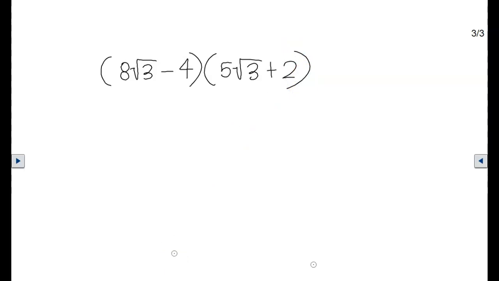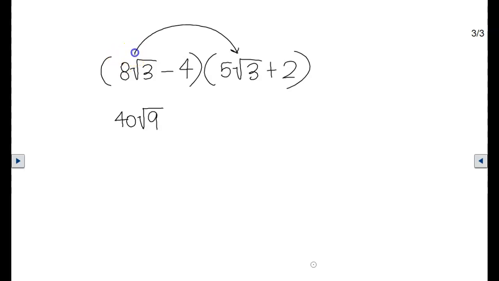All right, so we'll start with the multiplying part of this. Remember, when you multiply, it is outside times outside, inside times inside. So first, we're going to do 8 square roots of 3 times 5 square roots of 3. Outside times outside is 40. Inside times inside is 9. So we get 40 square roots of 9.